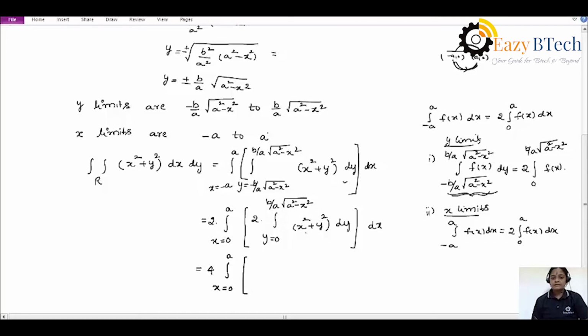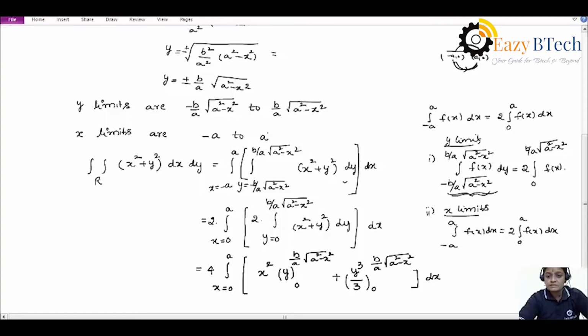Okay, now I am doing the integration here. Students, we are doing integration with respect to y, with x square as a common factor. The integral of 1 is nothing but y here, because we are integrating with respect to y, from 0 to b by a root of a square minus x square. And here y square is there. The integral of y square is y cubed by 3, with the same limits 0 to b by a root of a square minus x square, and into dx.